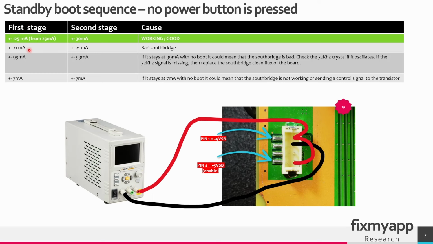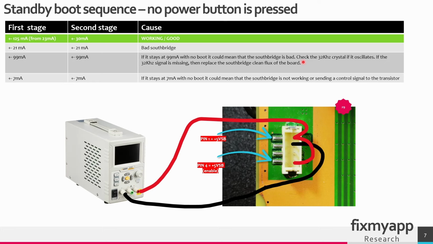When you don't see any current spike from the first stage to the second stage, then most probably you have a bad Southbridge. If the first stage and second stage are stuck at 99 milliamps, most probably the PlayStation 4 is not initializing, and this could mean that the Southbridge is dead.